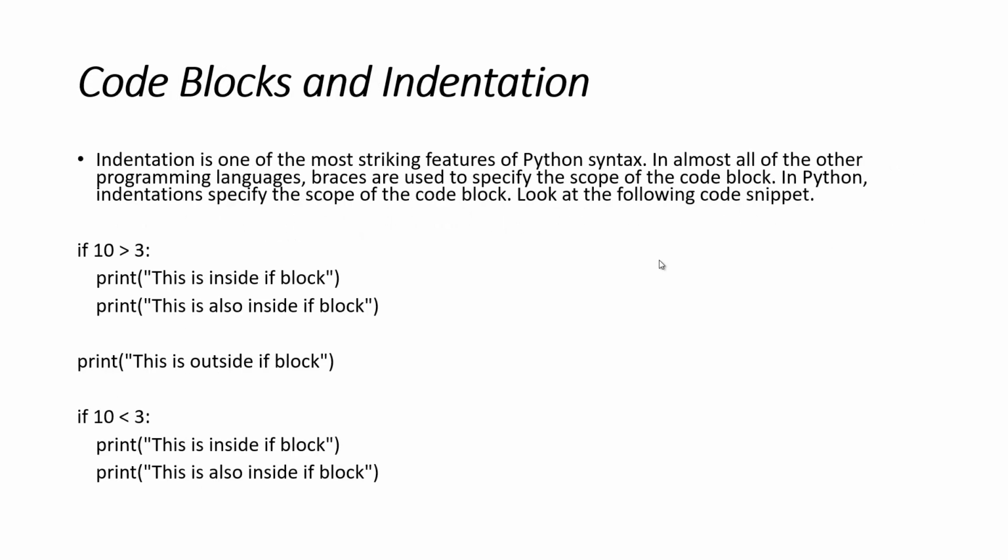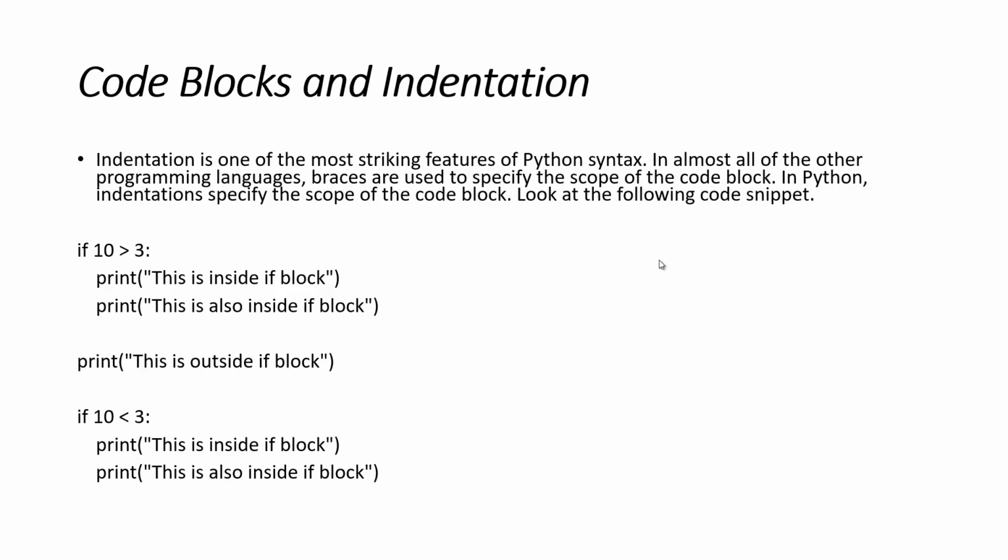Now, the next thing is code blocks and indentation, and this is extremely important in Python. Indentation is one of the most striking features of Python syntax. In almost all of the programming languages, braces are used to specify the scope of the code's block. In Python, indentation is used to specify the scope of the code's block.